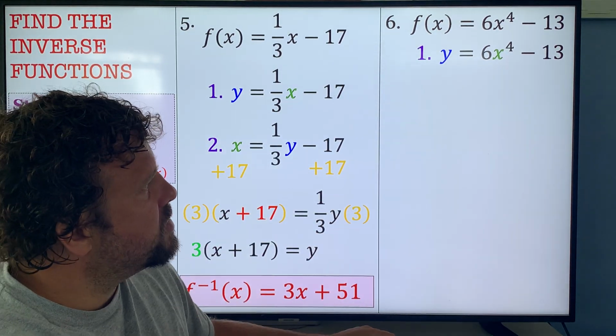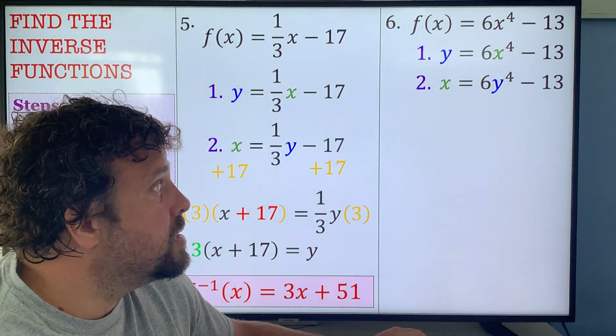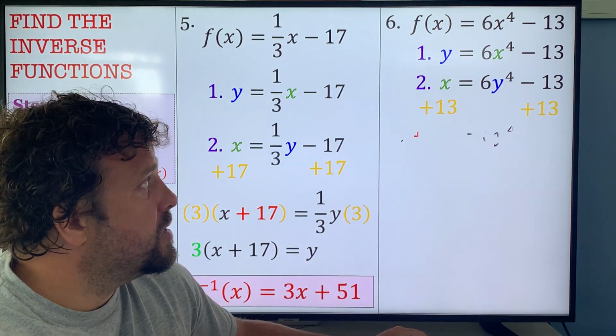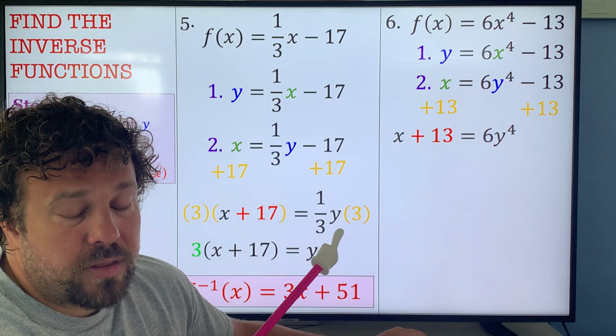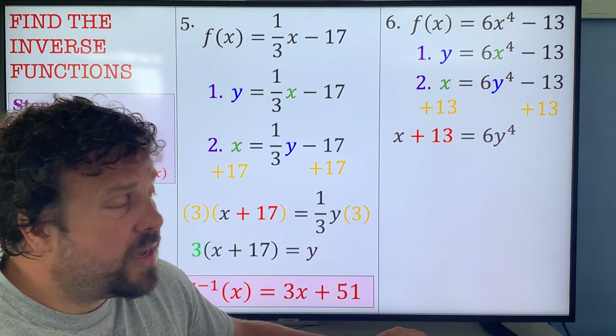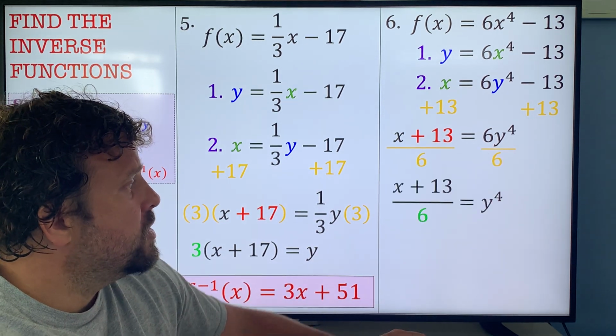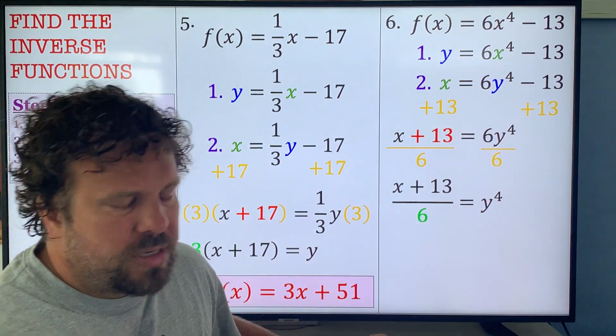Flip the 2. x equals 6y to the 4th minus 13. Add 13 to both sides. x plus 13 equals 6y to the 4th. Divide both sides by 6. So now you get y to the 4th equals (x plus 13) over 6.